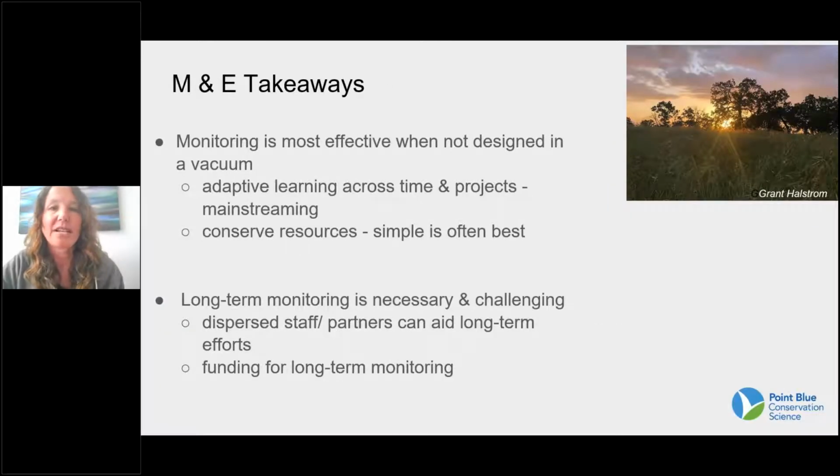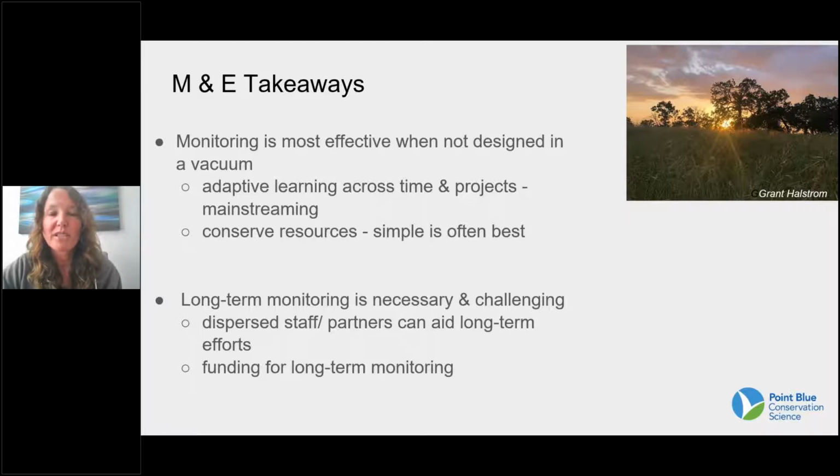So a couple of takeaways I wanted to highlight here before I wrap up is that across all of these projects, and I think this echoes as well what Lauren and Molly talked about, the monitoring is most effective when not designed in a vacuum. It's really important that we can learn adaptively across time and projects, and often that requires thinking really early about how you can integrate the monitoring results of discrete projects in order to learn from all of them and improve performance over time.